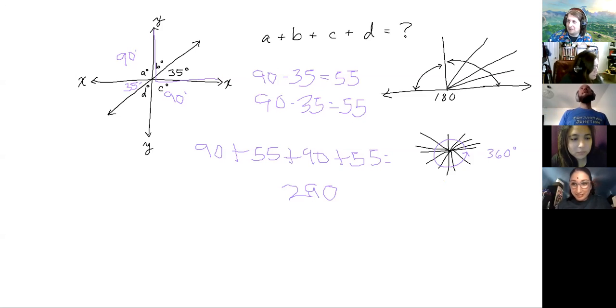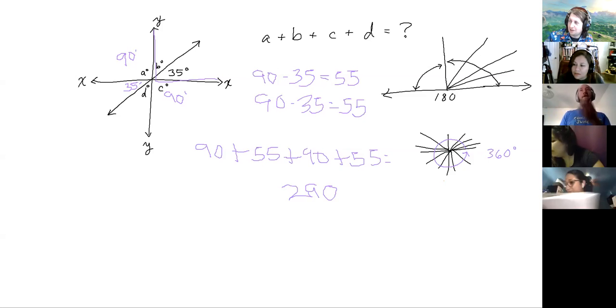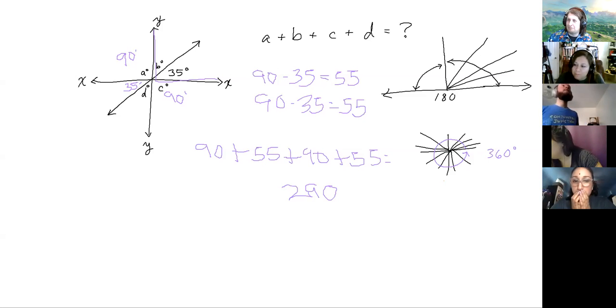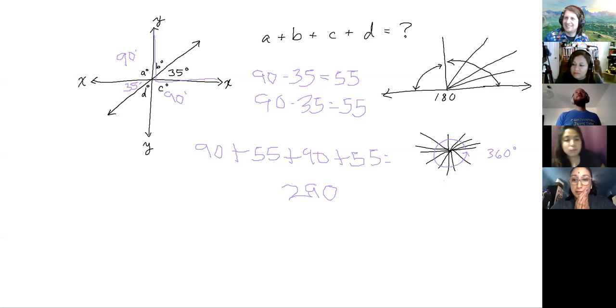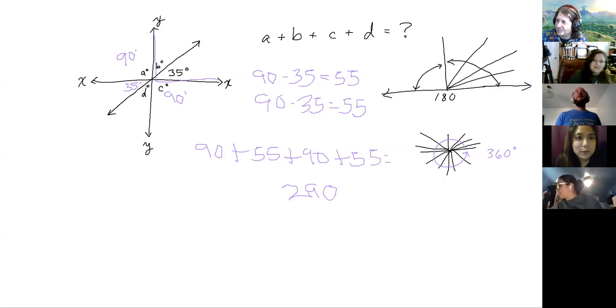But I do want to stress here though that you were correct. B plus 35 in this case did happen to be 90. But it's not always going to be 90. So what would be the case if it's not 90? How do you solve it? 35 plus 35 minus 360.